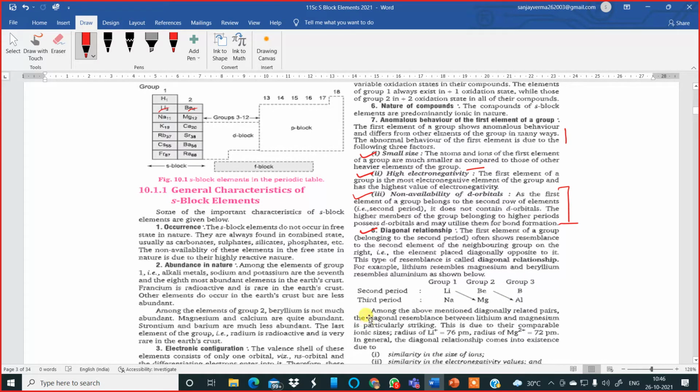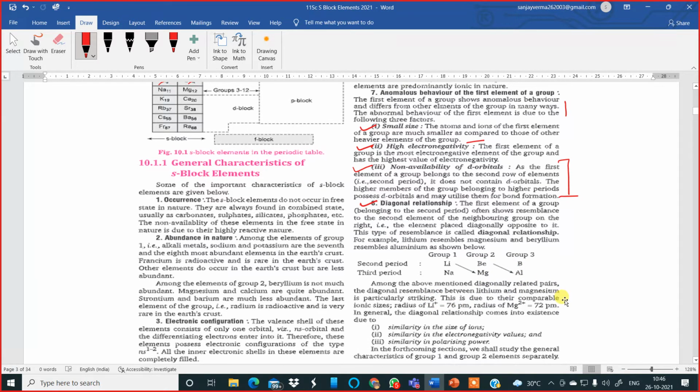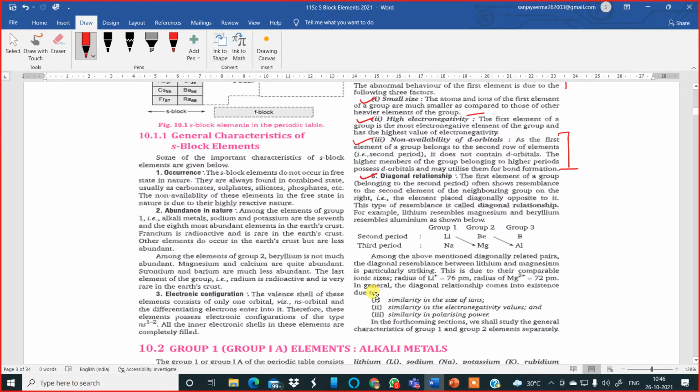Now, among the above mentioned diagonally related pairs, the diagonal resemblance between lithium and magnesium is particularly striking. This is due to their comparable ionic sizes. The ionic size of lithium and magnesium is similar. The ionic size of beryllium and aluminum is also similar. So, because of the similar ionic size, their properties are also similar, comparable. In general, we can say the diagonal relationship comes into existence due to similarity in the size of the ions, similarity in the electronegativity values, and similarity in polarizing power.